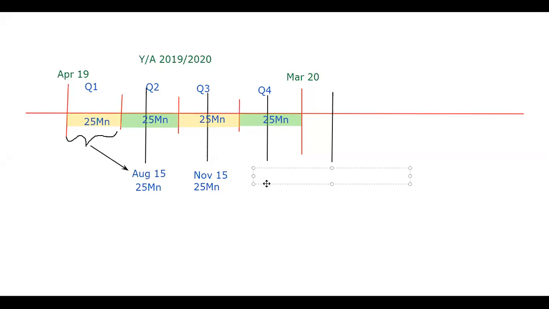Then when is the third installment due? The third quarter, October, November, December, is due February 15. As you correctly said, February 15, 25 million they also need to pay. Then January to March is May 15.